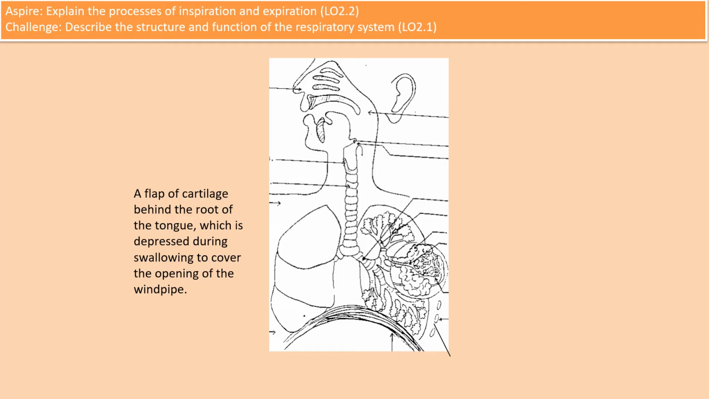So I'm quickly going to go through the main parts of the respiratory system, and we have here the epiglottis, and this is a flap of cartilage behind the root of the tongue which is depressed during swallowing to cover the opening of the windpipe. Now this usually is associated more with the digestive system.